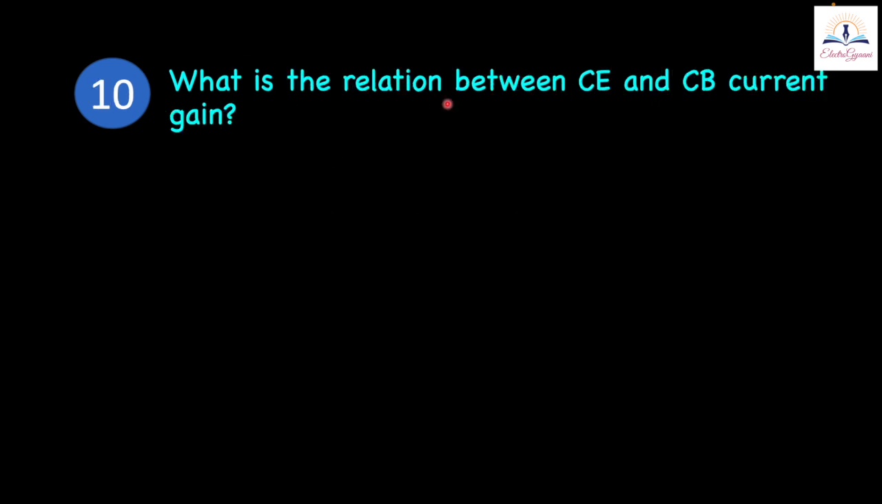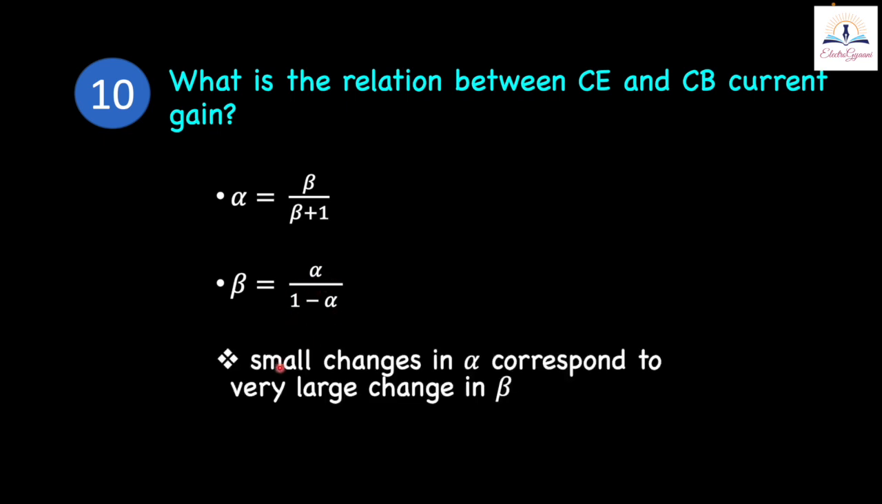Now what is the relation between common emitter and common base current gain? This is very important. So we can define this relation by this expression here, alpha is equals to beta upon 1 plus beta, or we can write beta is equals to alpha upon 1 minus alpha. That means small changes in alpha correspond to very large change in beta.